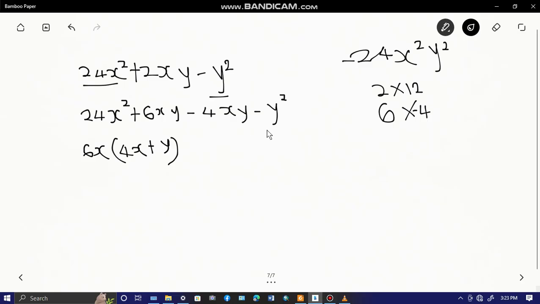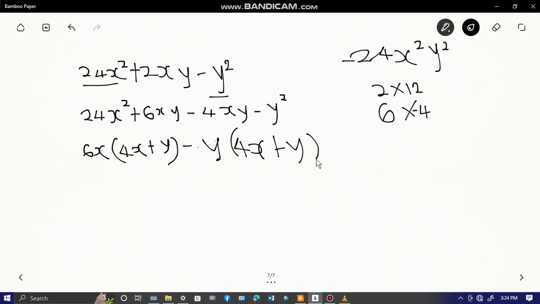And then in the second group, the common factor is negative 4y, rather the common factor should be negative y. Negative y into what gives negative 4xy? 4x. Negative y into what gives negative y squared? Plus y. A negative number divided by a negative number gives a positive number.